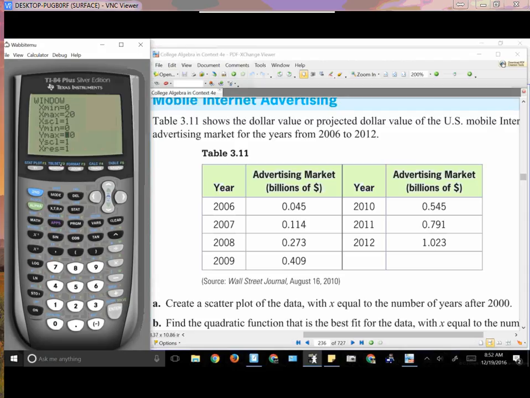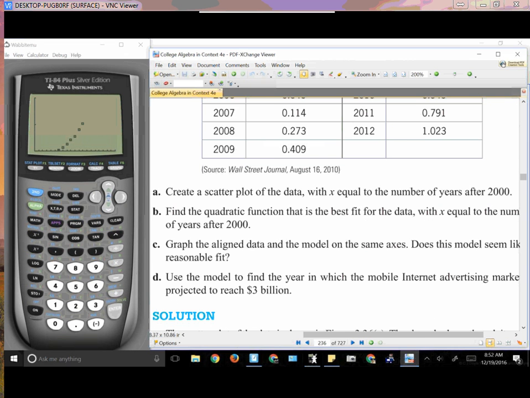So my window here is going to go up to 2. And we hit graph. So now we have this here. You see that? Does it sort of kind of look like a curve? Kind of looks like it's half a parabola. So I've done the A part here. I've created that. And now what I want to do is find that quadratic function.